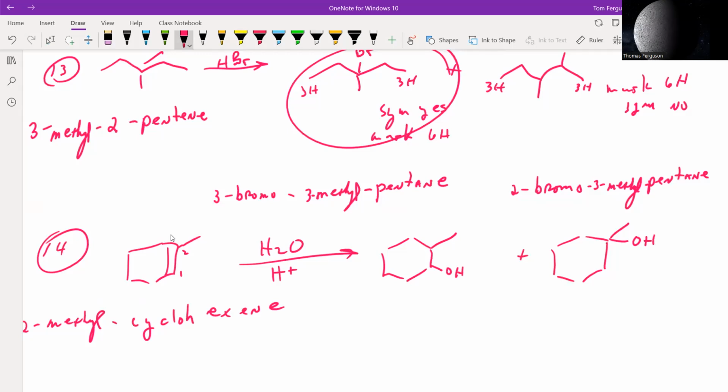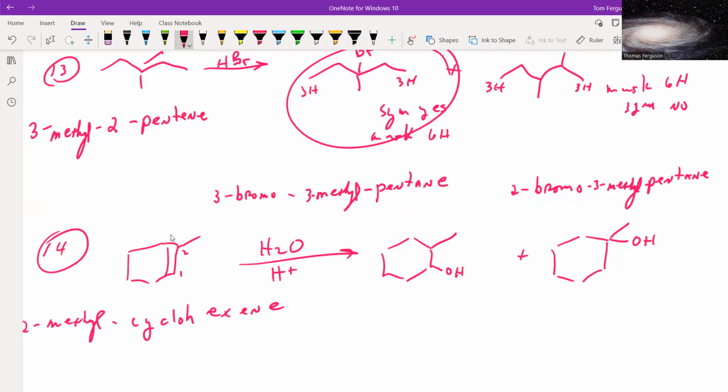Now this is a good example of, it's hard to tell which is more stable. They're kind of both the same. So in this situation, it doesn't matter which one you circle. Markovnikov, same number of hydrogens. Symmetrical wise, probably the left one's a little more symmetrical. Maybe the right one, I don't know. It depends on your perspective.